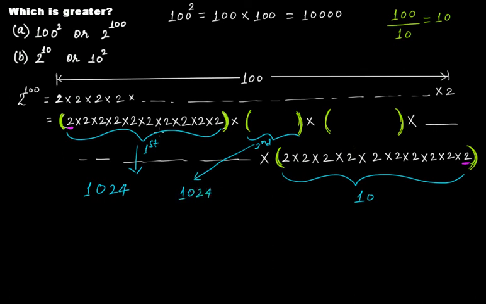The value of each group contains what? Multiplication of 10 2's. So the value of each group is 1024. Now focus on only the first group and the second group. This is 1024, and this is also 1024. Multiply these two groups together, multiply these two values. So you get 1024 times 1024.